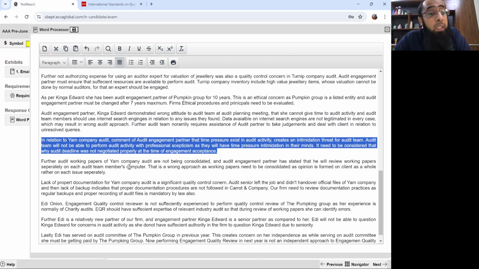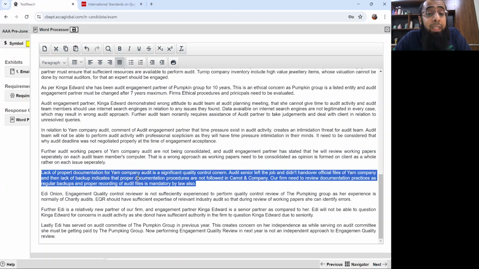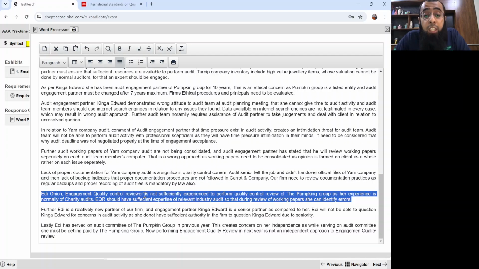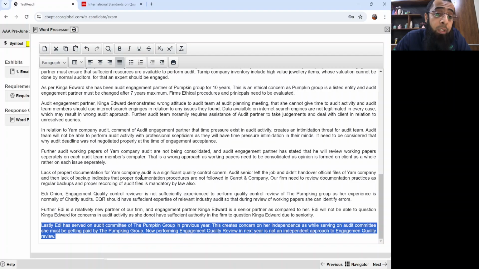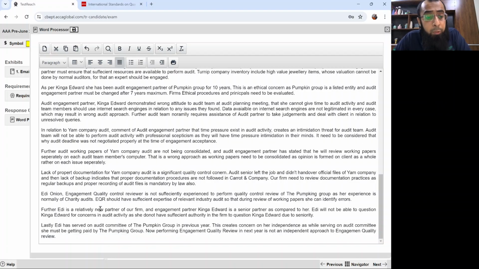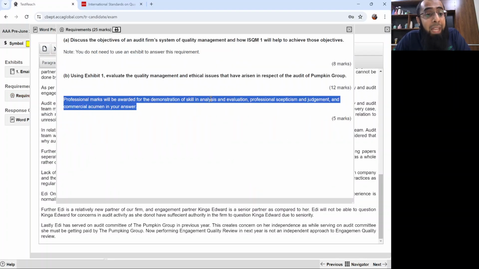Okay, then the time pressure, creating intimidation threat, not consolidating working papers, lack of proper documentation, the audit senior left and all the documents have been lost. The engagement quality reviewer does not have the experience of the audit of that kind. He's doing audit of charities normally. Very new partner, and serving on the audit committee in the previous year means that he's not an independent person. Okay, so both of the requirements are done, and for professional skill marks, analysis is how you analyze the relevant requirements and relate it to the scenario.